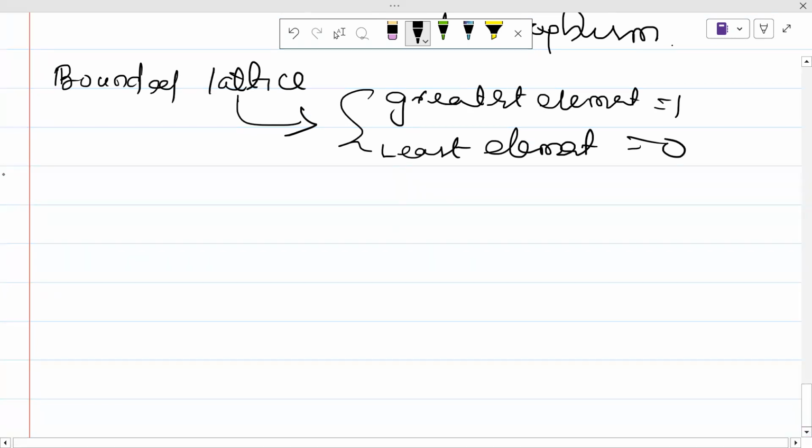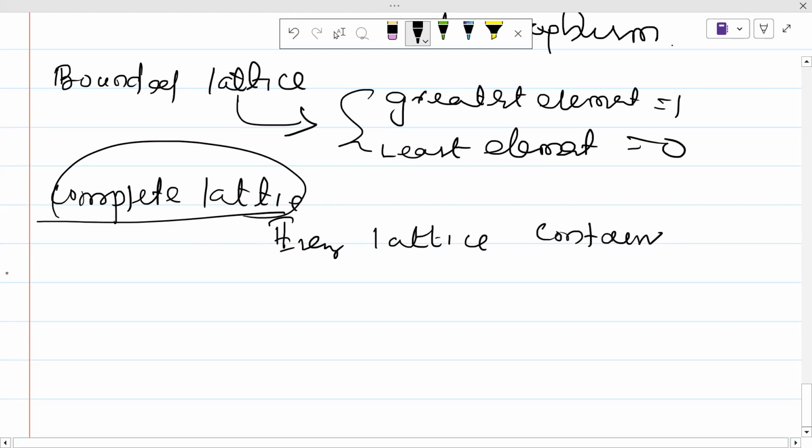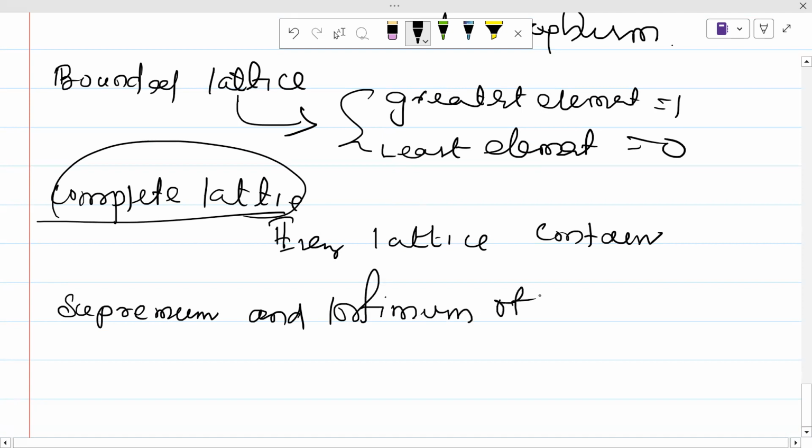So a lattice L is called a complete lattice if every non-empty subset of L has a supremum and infimum in L. So what is the complete lattice? Every lattice must contain a supremum value and infimum value in L. Every lattice contains supremum and infimum in L, then this lattice is called the complete lattice.